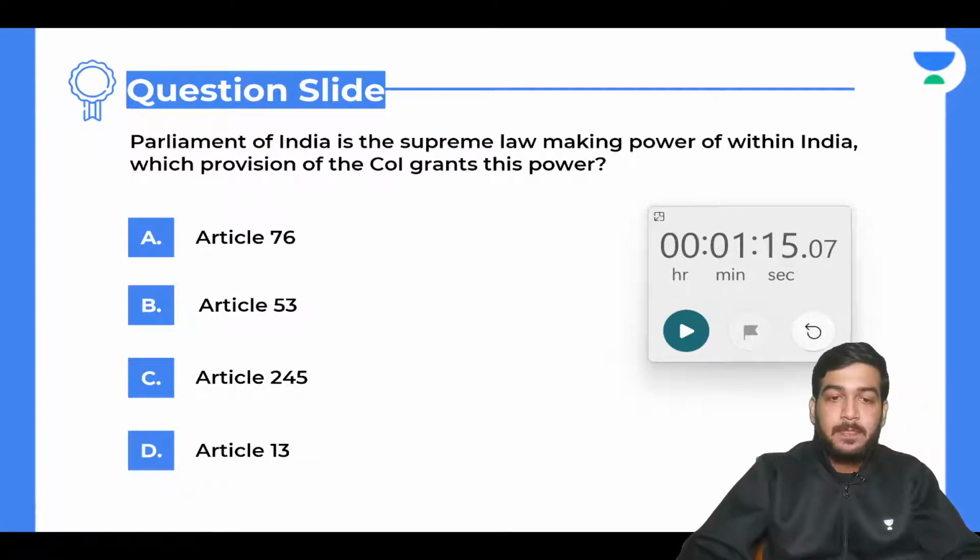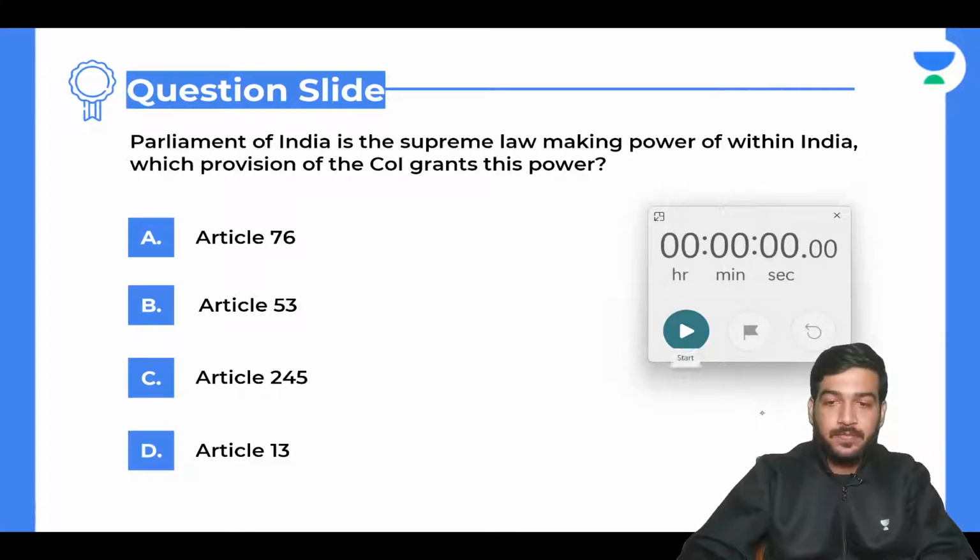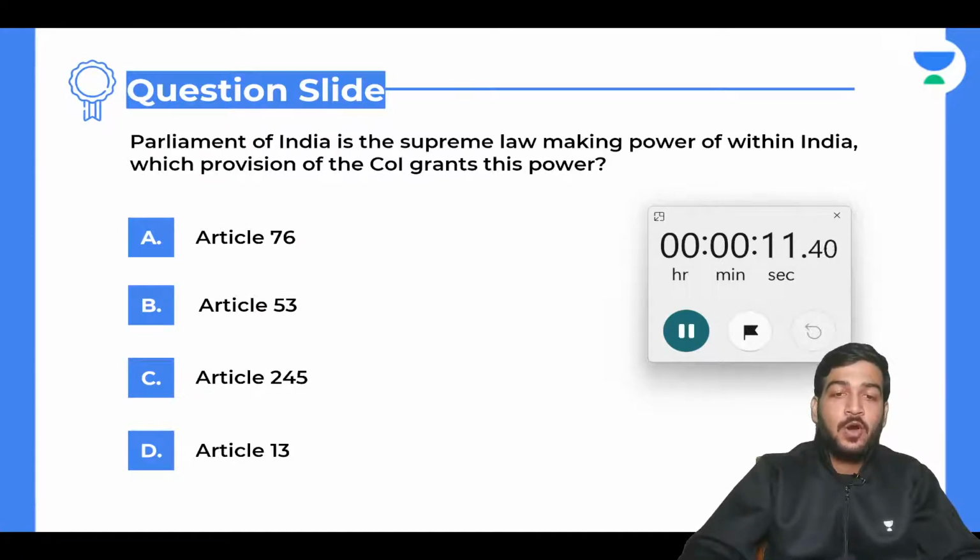Okay. Then the Parliament of India is the supreme lawmaking power within India. Which provision of the Constitution grants this power? Is it Article 76, Article 53, Article 245 or Article 13? The one that gives the Union the supreme law-making powers. Keep commenting your answers in the chat box.